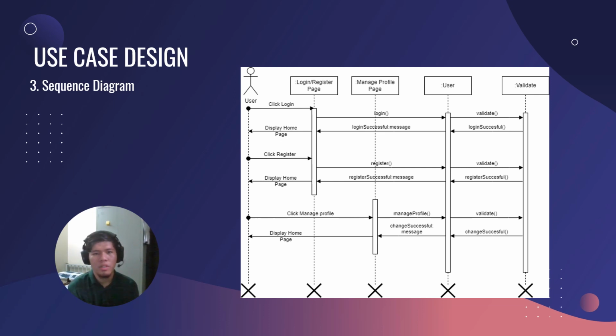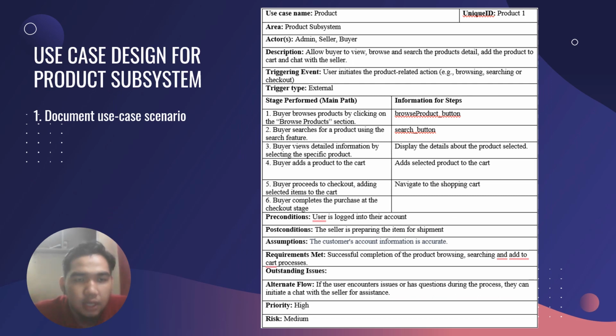And then the user chooses to click manage profile, and then they can manage their profile, either to change their email, username, or password, and then the system will validate it. After that, the system will say that the change has been successfully made, and then the user will be taken back to the home page. So we move to the next subsystem, which is named the product system.